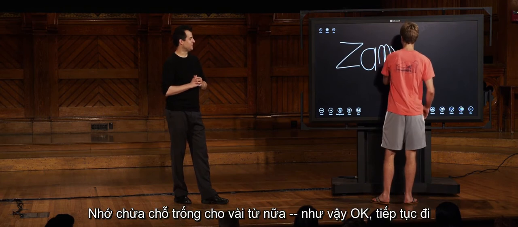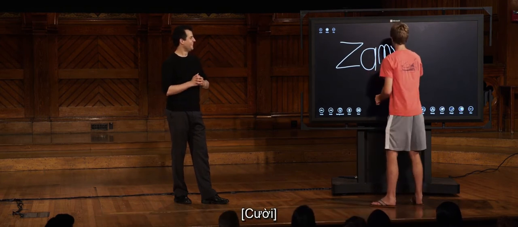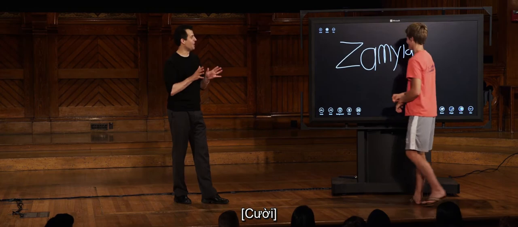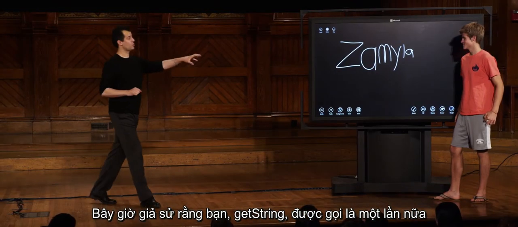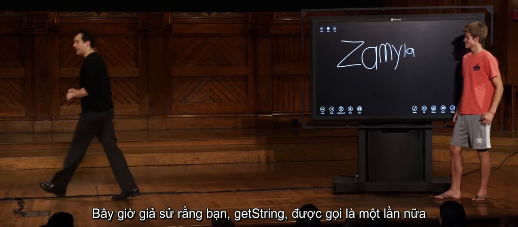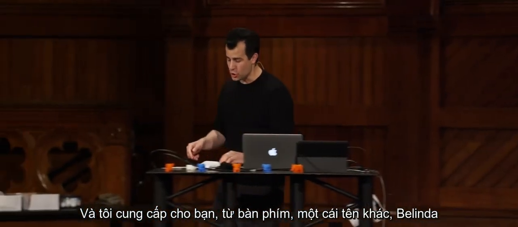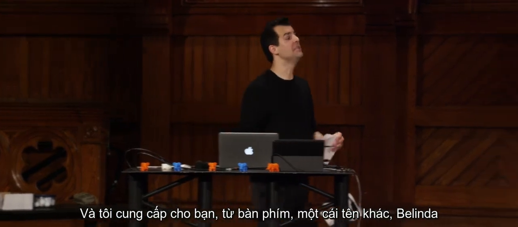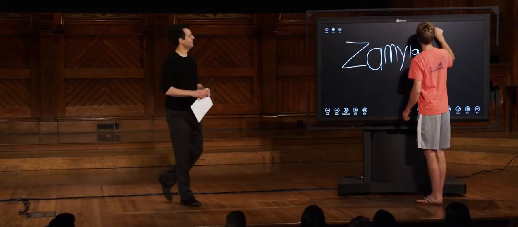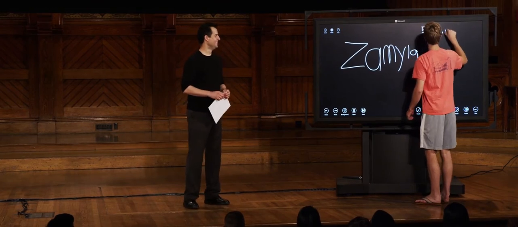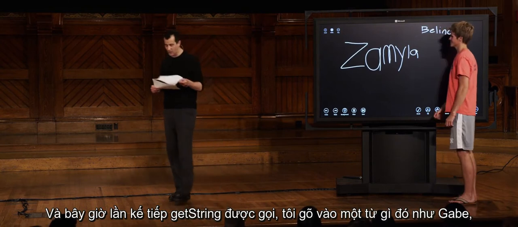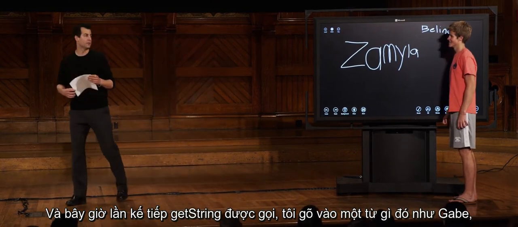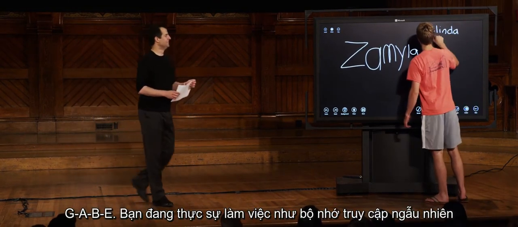Leaving room for what will be several other words. That's okay. Keep going. Okay, good. So Zamyla, excellent. So now suppose that you, get string, are called again, and therefore I provide you at the keyboard with another name, Belinda, B-E-L-I-N-D-A. All right, and now the next time get string is called, I type in something like Gabe, G-A-B-E.